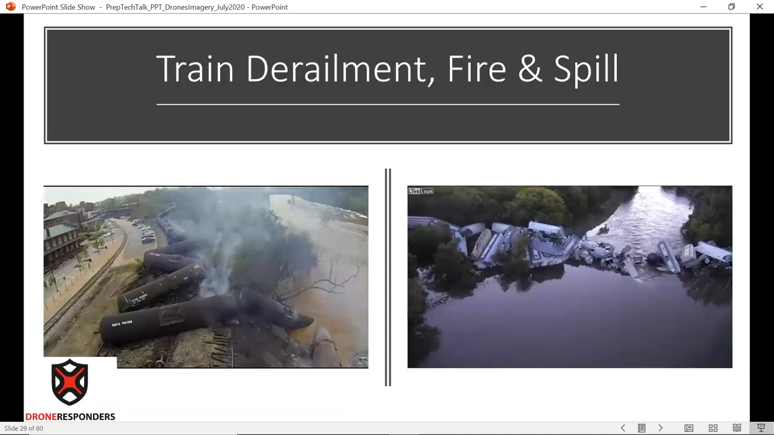Here we can see a train derailment. On the left is a fire, on the right is a spill. We were able to see, oftentimes in rural areas where we don't have access, the drone can fly in advance and tell us what cars are involved, how many cars are involved, does it involve hazmat, is it creating a spill into a waterway that needs to be maintained. Next.